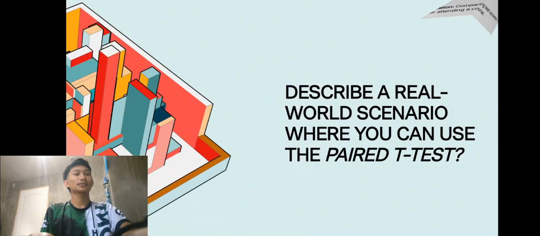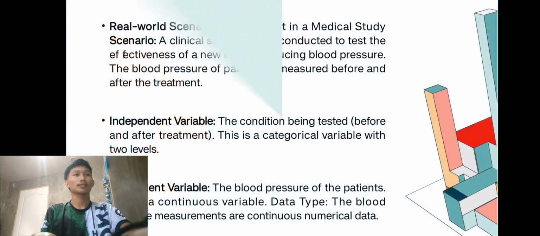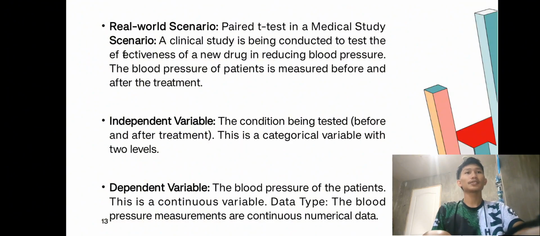Describe a real-world scenario where you can use the paired t-test. Real-world scenario, paired t-test in a medical study. This is the scenario. A clinical study is being conducted to test the effectiveness of a new drug in reducing blood pressure. The blood pressure of patients is measured before and after the treatment.